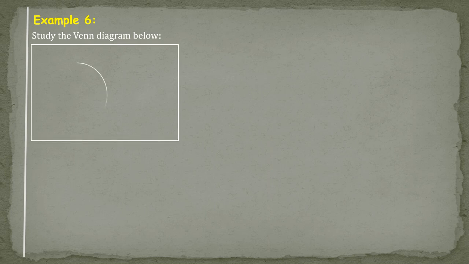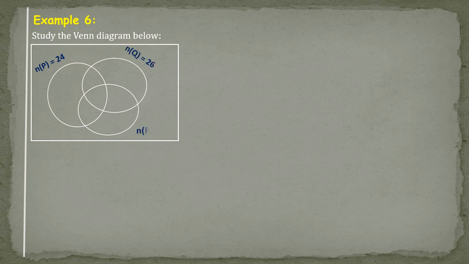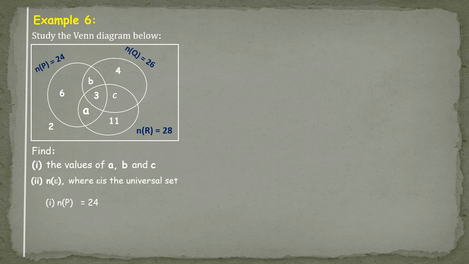Example 6. Information was given to us that we study, so our work is just to study what has been given to us. So everything was given to us, we just need to study and then we apply. Find the values of A, B, and C. Find the number in the universal set. So we are going to derive the equations.